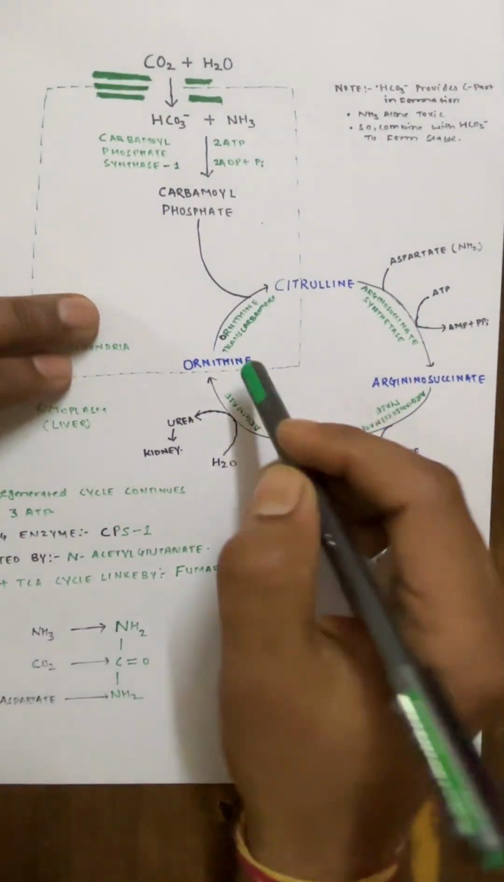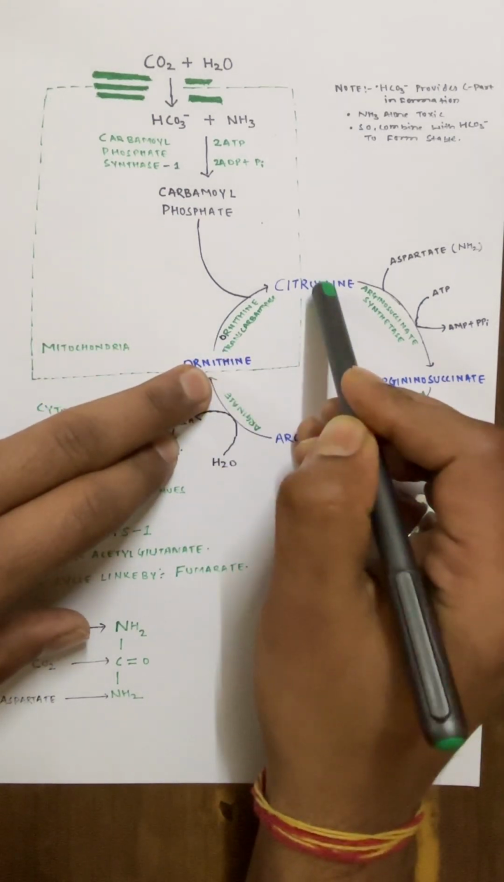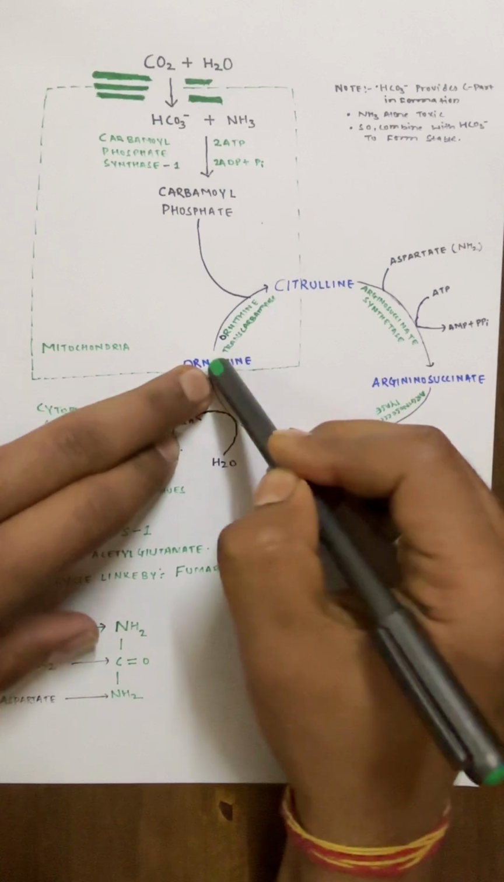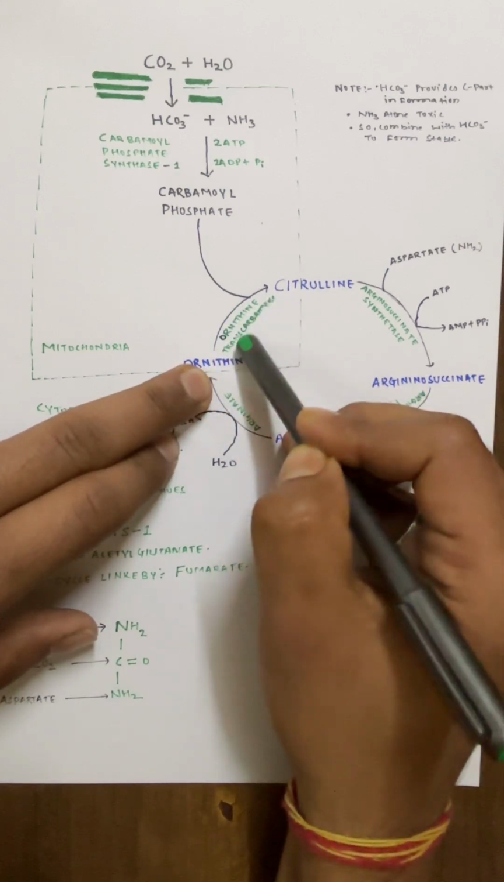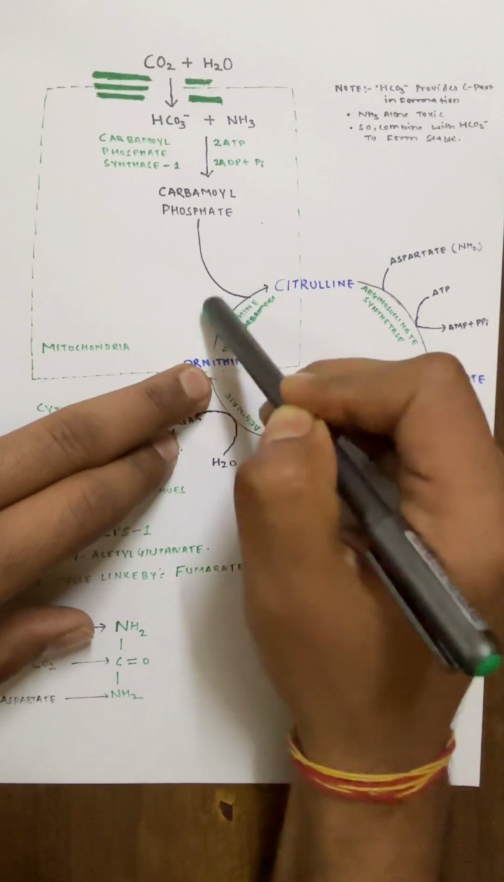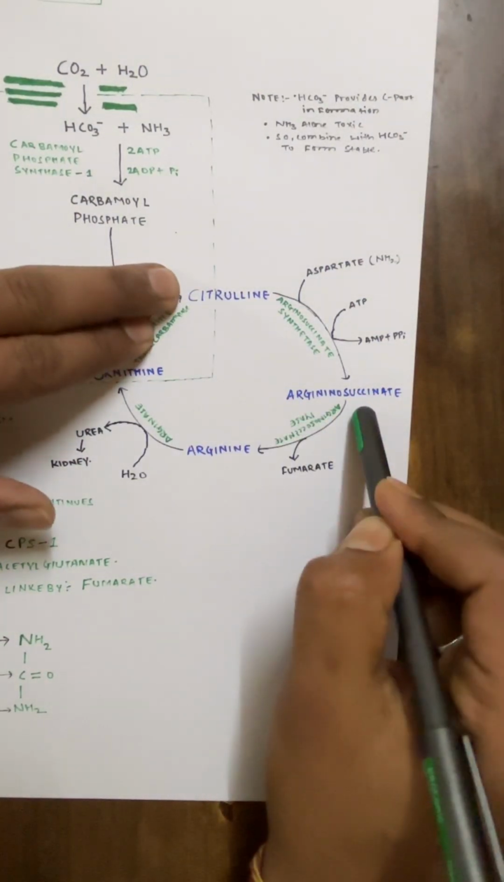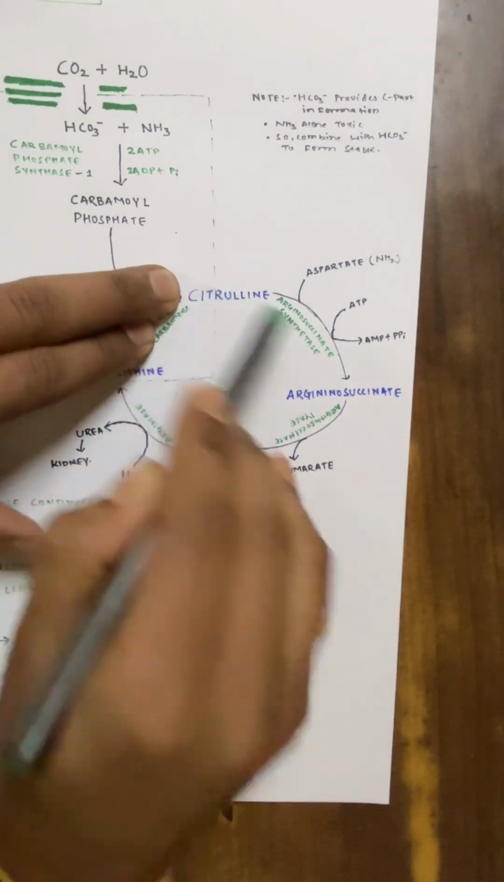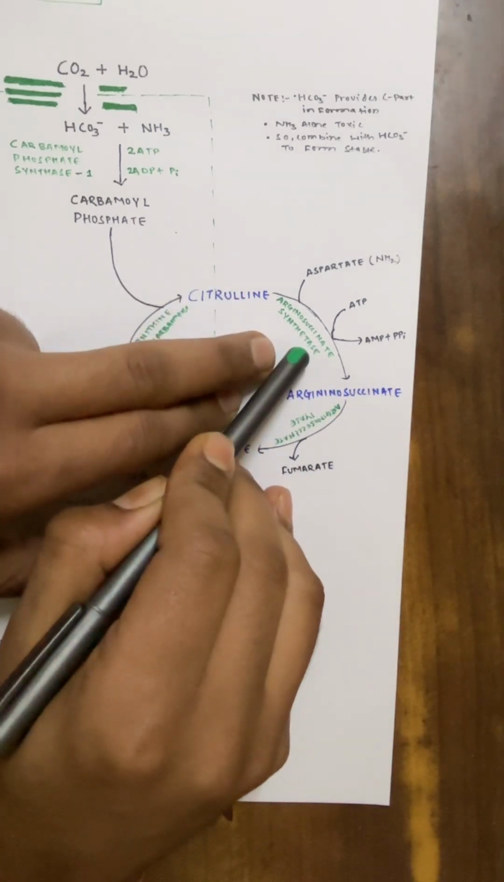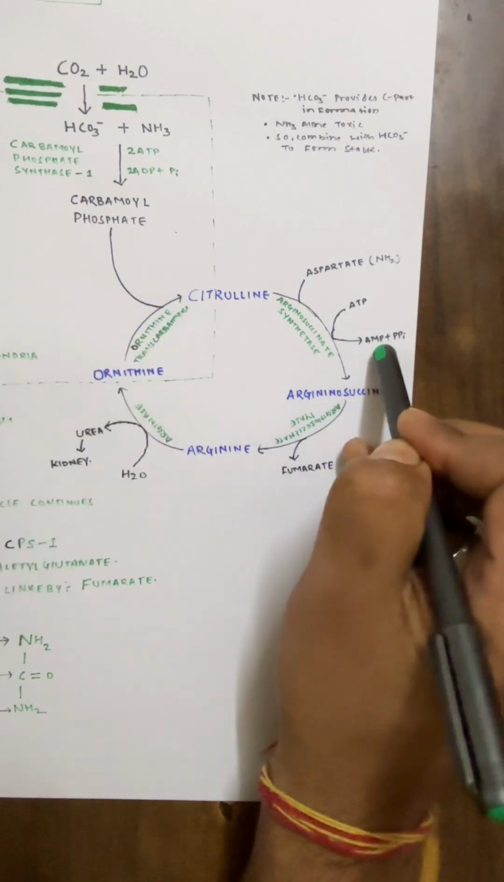Now what happens is the ornithine is transformed to citrulline. Over here the ornithine transcarbamylase enzyme is used, and this carbamoyl phosphate is also used here to form citrulline. Now from citrulline we get arginosuccinate. In this process the enzyme used is arginosuccinate synthetase, and during this process we use 1 ATP.